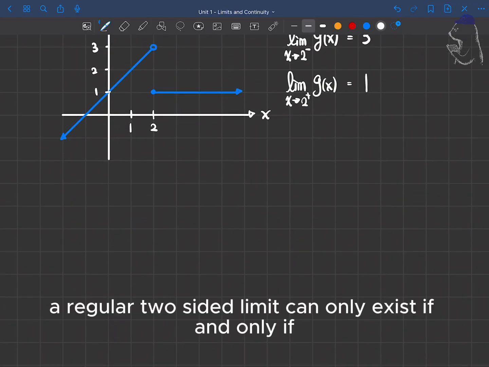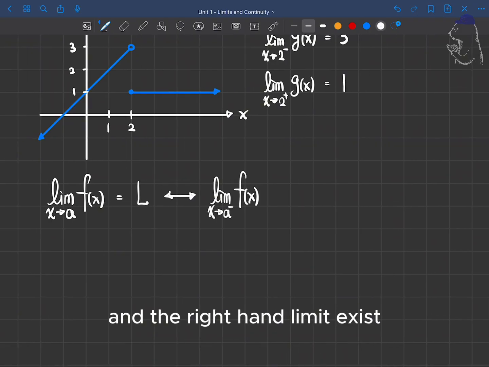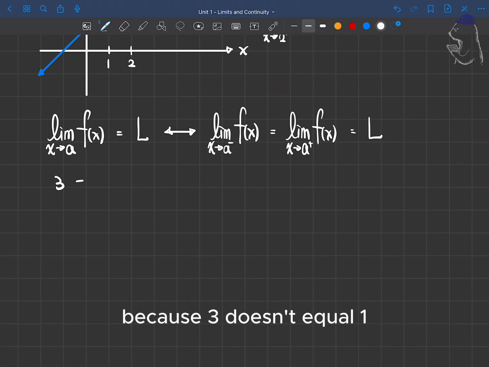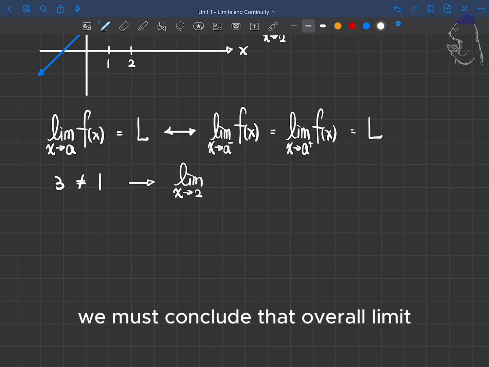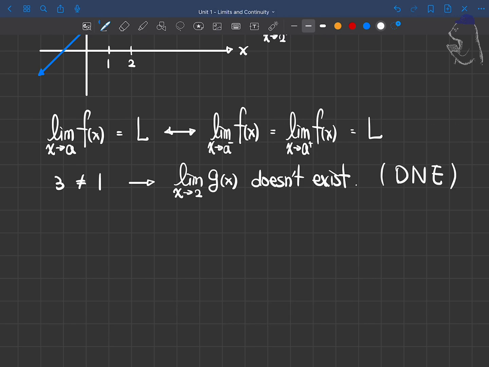A regular two-sided limit can exist if and only if both the left-hand limit and the right-hand limit exist and agree on the exact same value. Because 3 doesn't equal 1, our paths never meet. Therefore, we must conclude that the overall limit as x approaches 2 of g of x simply doesn't exist.